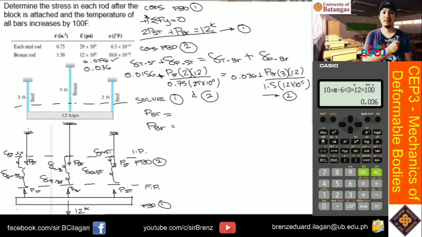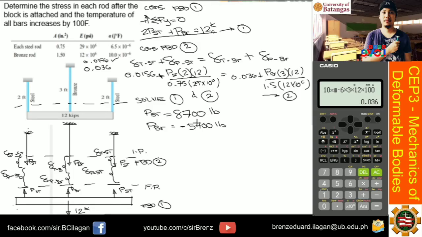Okay, so ang napindot ko guys is 8,700 and 5,400. So for steel, 8,700, and for bronze, ayun, nag-negative 5,400 yung value niya. Okay, so ano bang ibig sabihin ito? So ito naman, hindi naman mali yung sagot natin. Ang nangyari lang dyan, nagkamali lang tayo ng assume.